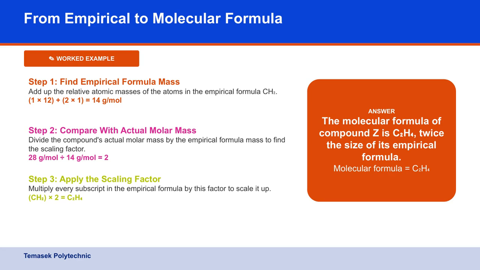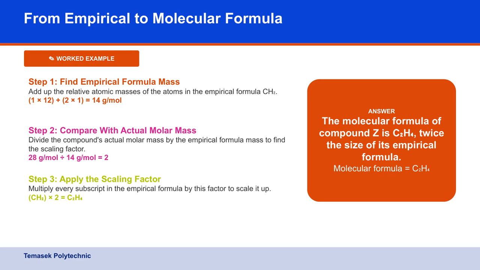In step 1, we calculate the empirical formula mass. Carbon has a relative atomic mass of 12, and hydrogen is 1. So 1 times 12 plus 2 times 1 gives us 14 grams per mole. In step 2, we find the scaling factor by dividing the actual molar mass by the empirical formula mass. That is 28 divided by 14, which equals 2. This tells us the molecular formula is exactly twice the empirical formula.